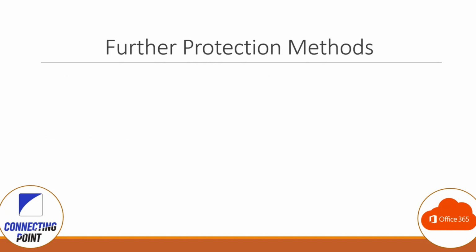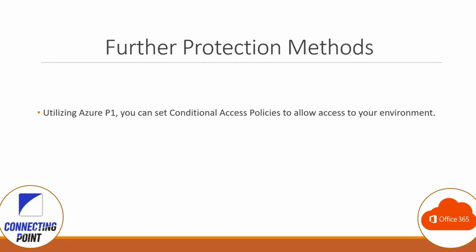So some further protection methods that we want to go over. All of the things that we've covered are basically your Office 365, your Word, your Excel, your Outlook, your Teams. Within this, there's also Azure Active Directory, and they have AD P1 or Premium 1. With this you can set conditional access policies that allow access to your environment.